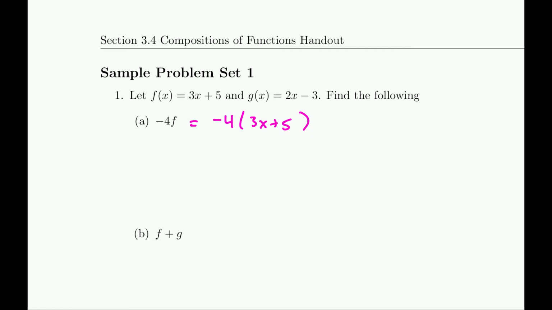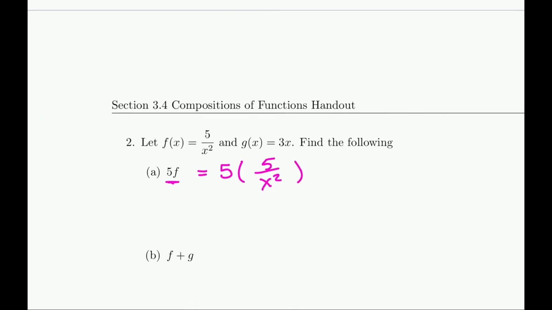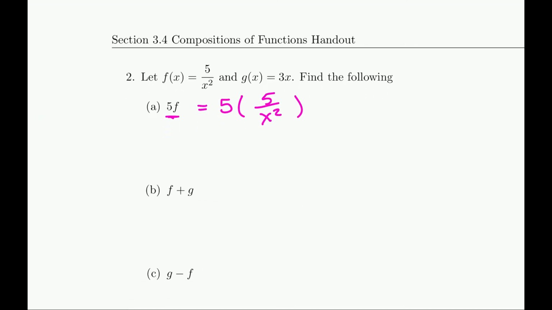Okay, now I don't want to continue on this example, but maybe we'll come back to it. We'll stick with this function though for now. So 5 and then 5 over x squared. And then this you would just multiply out, which you don't need to do.